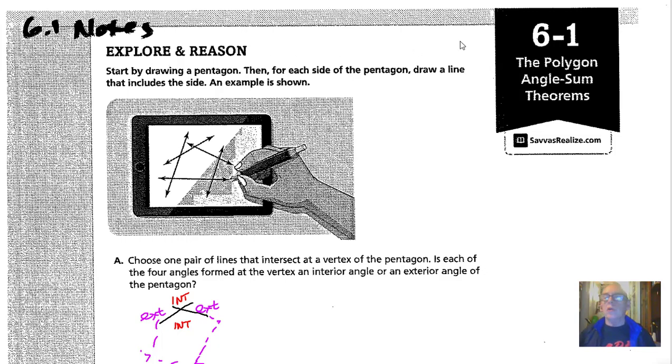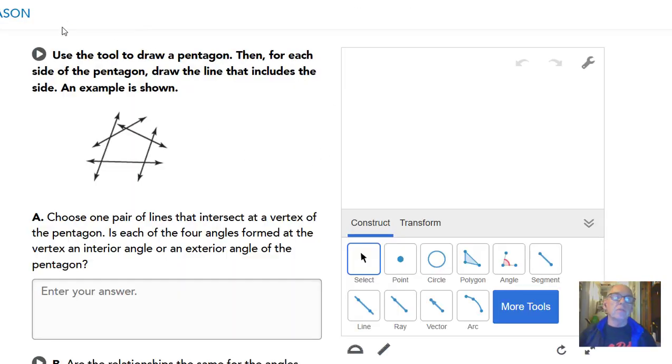Okay, this video goes with the 6.1 notes on Polygon angle sum theorems. So first we're going to look at some of the stuff on the Savvas site. For the Explore and Reason, it says use the tool to draw a pentagon.